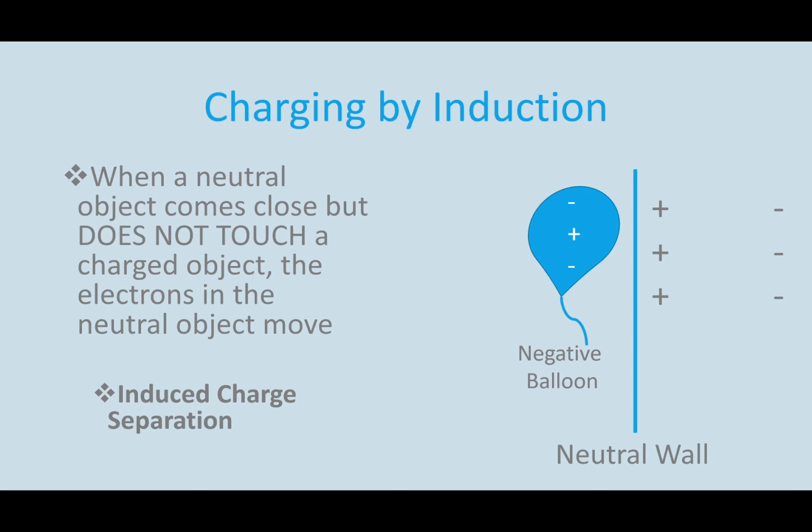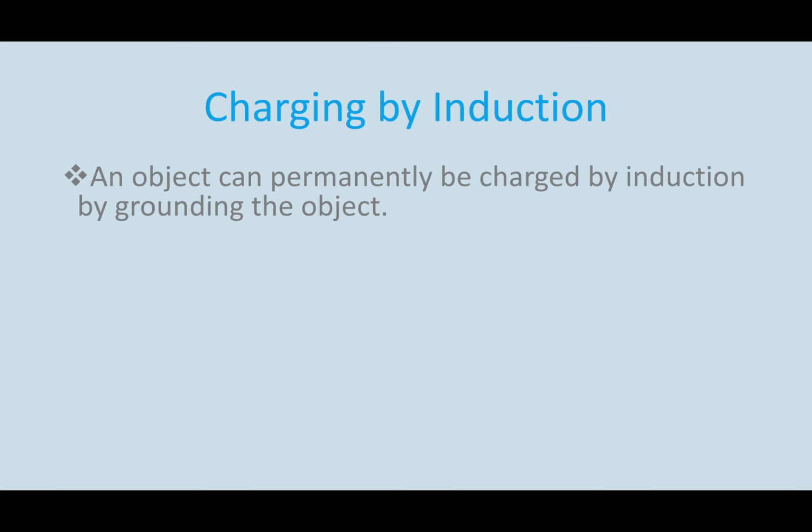We looked at the example where the negative balloon moves towards the neutral wall. The negative charges in the balloon repel the negative charges in the wall. We're not charging the wall. We are creating an attraction between the now slightly positive surface and the negative balloon, but we're not changing the charge in the wall, because the number of electrons and the number of positive charges are still the same. So we're not charging anything, but we are separating a few of the charges to create an attraction.